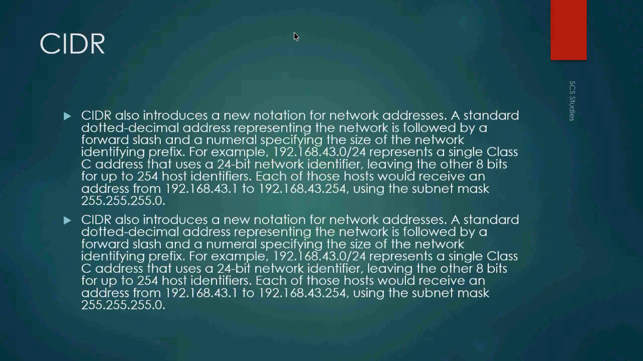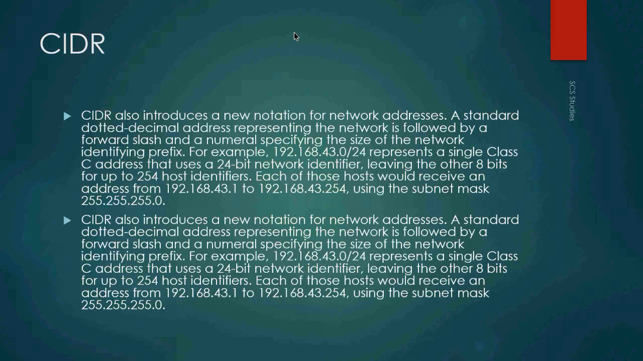CIDR also introduced a new version of network addressing. A standard dotted decimal address representing the network is followed by a forward slash and a number specifying the size of the network identifying prefix. For example, for class C, we can use 192.168.43.0/24. Here, /24 represents a single class C address that uses a 24-bit network identifier.